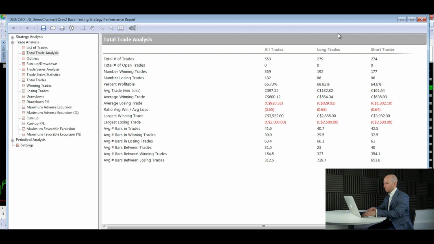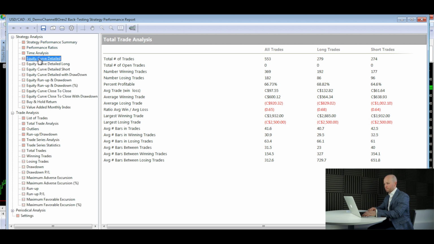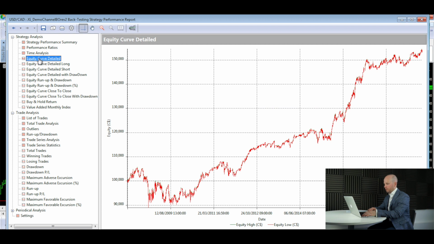And looking at the average trade, we already know that it's gone down to 97. We can see that now we've got a largest losing trade of 250 pips. And the equity curve is still looking reasonable, so that's good. So now I'm reasonably happy with this equity curve and this strategy.